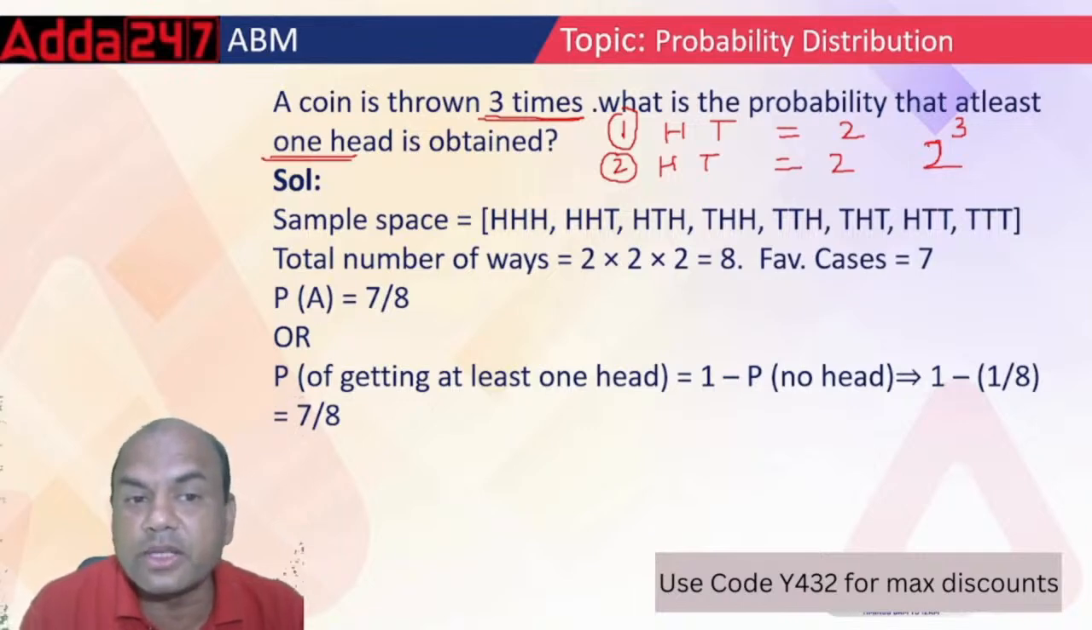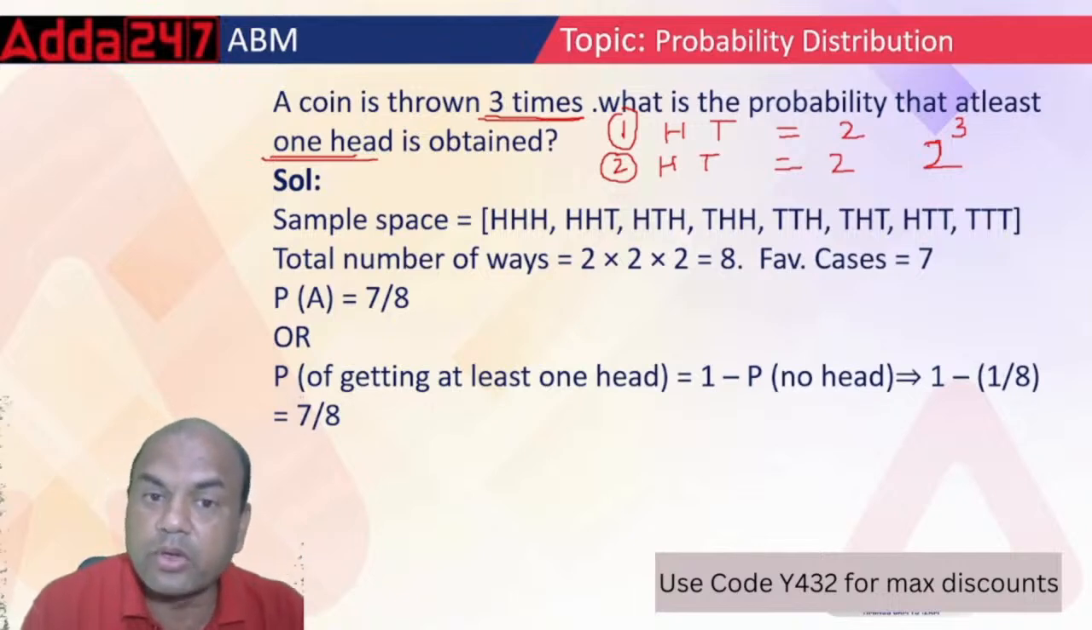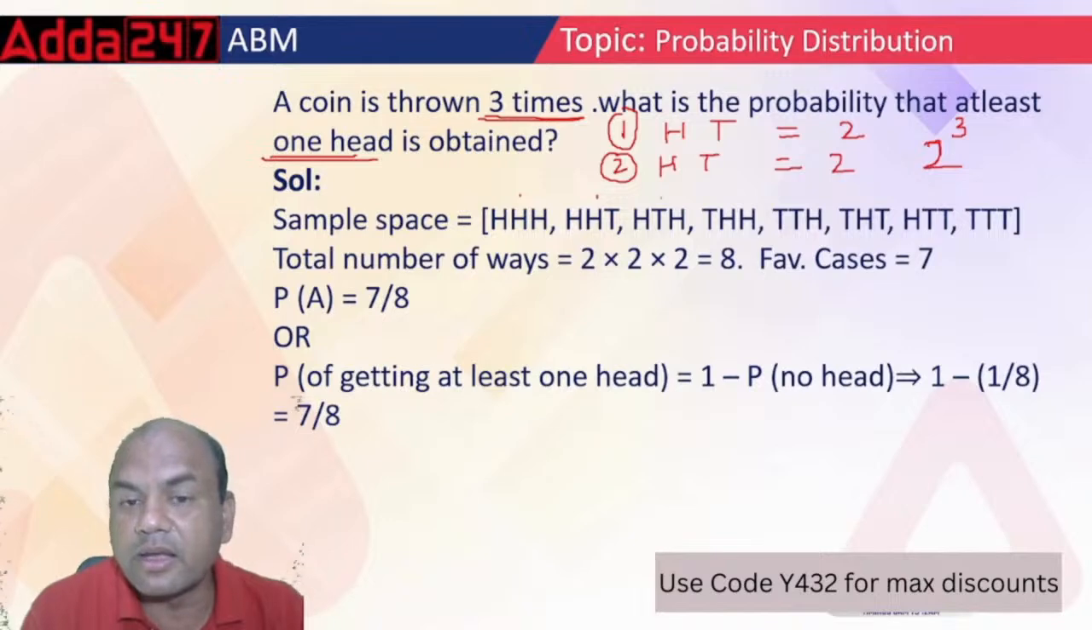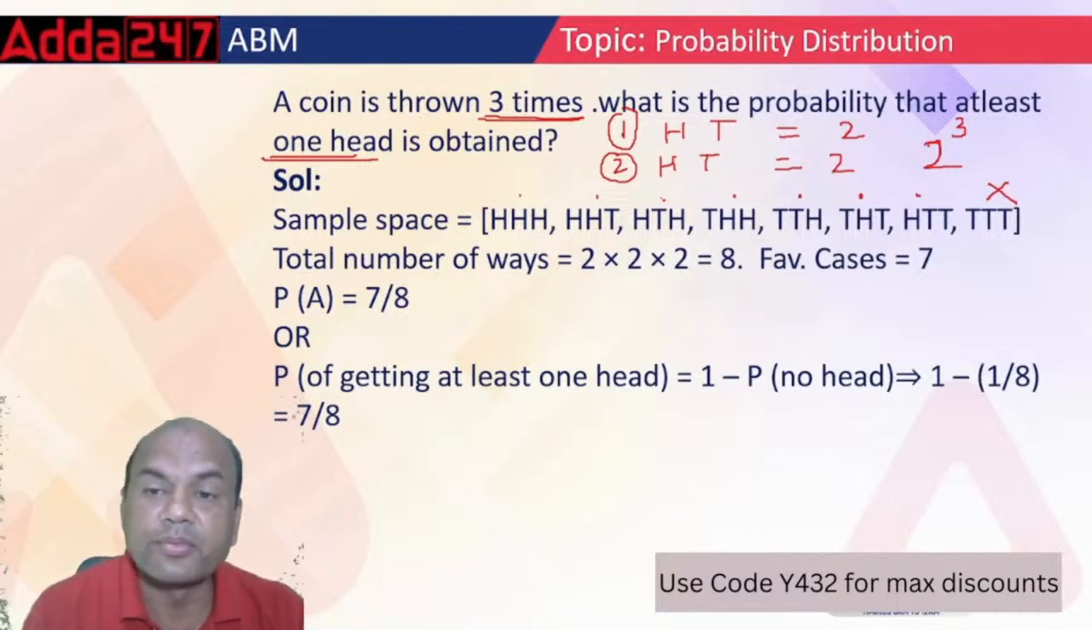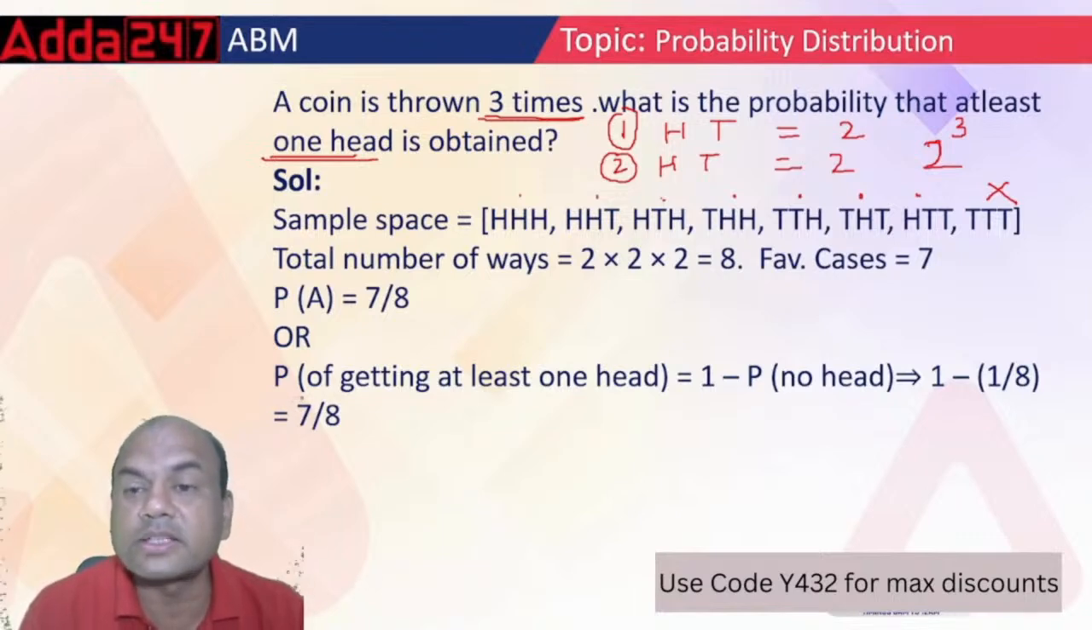At least one head. So now am I having one head over here? Yeah, I am having more than one head. So this is okay. This is okay. Head tail head, okay. Tail head head, okay. Tail tail head, okay. At least one head I must get. This is not okay, because here I am getting tail tail tail. So this is not okay. So how many are the required successes over here? Here, at least one head.